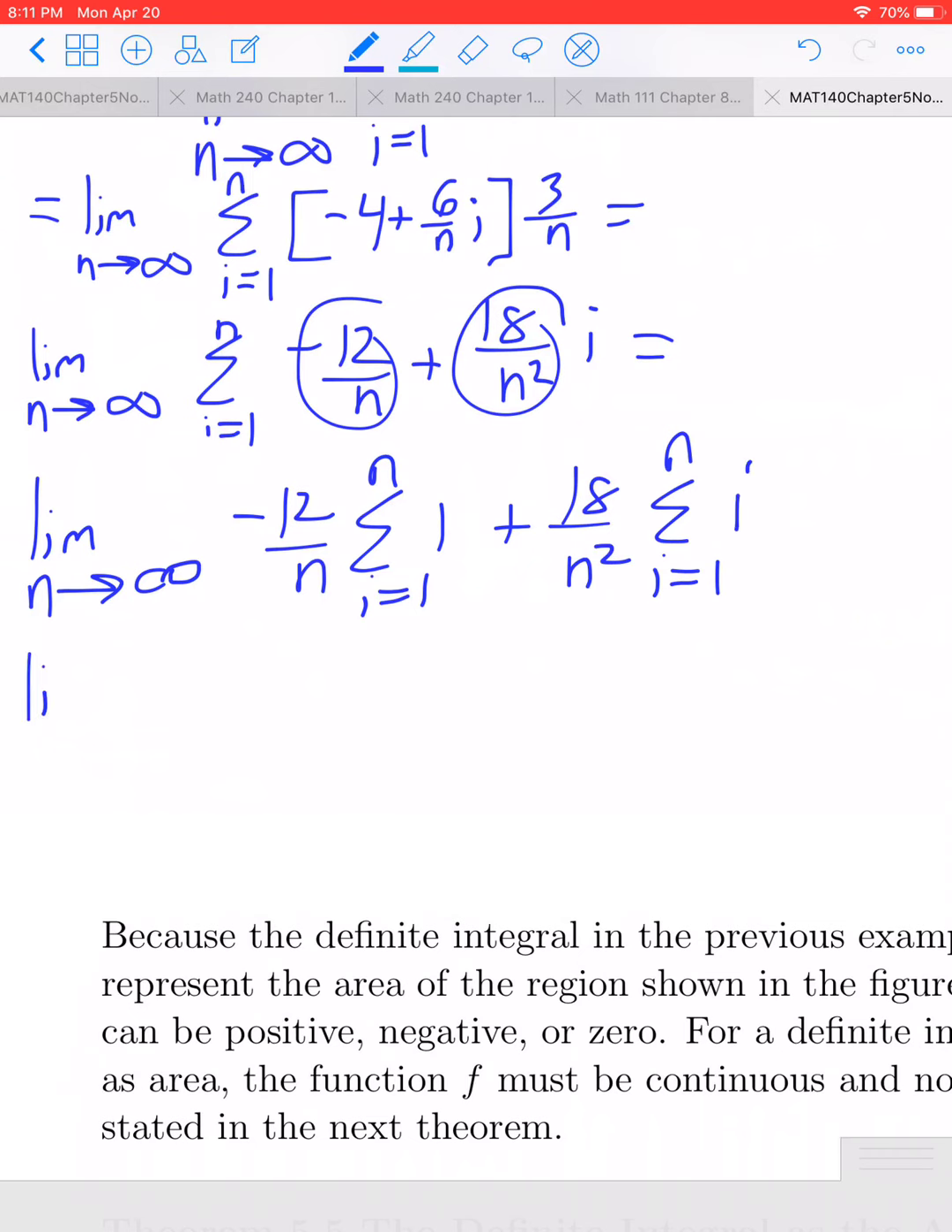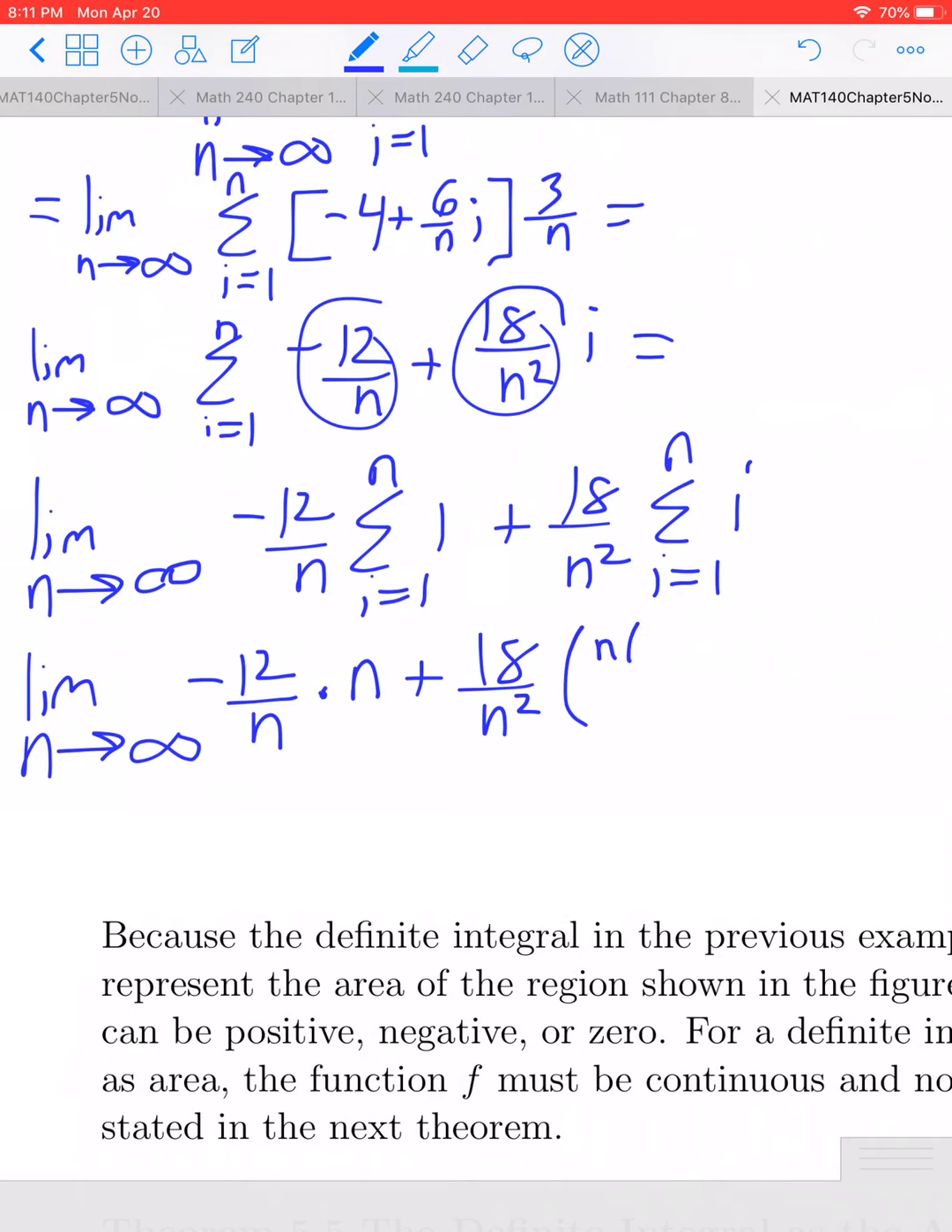We can now use our formulas. This is going to be the limit as n approaches infinity of negative 12 over n. The sum from i equals 1 to n of a constant is just that constant times n. So it's going to be times n plus 18 over n squared. The summation from i equals 1 to n of i, we had a formula for that. That was going to be n times n plus 1, all divided by 2.